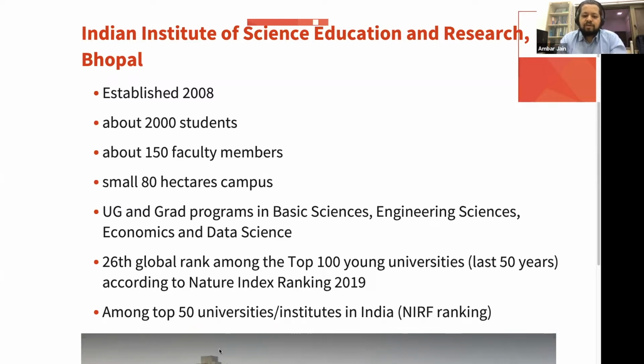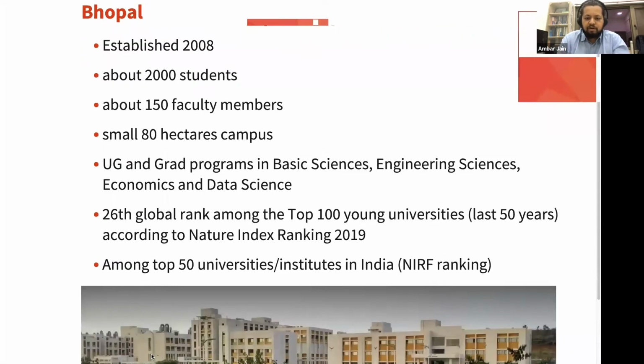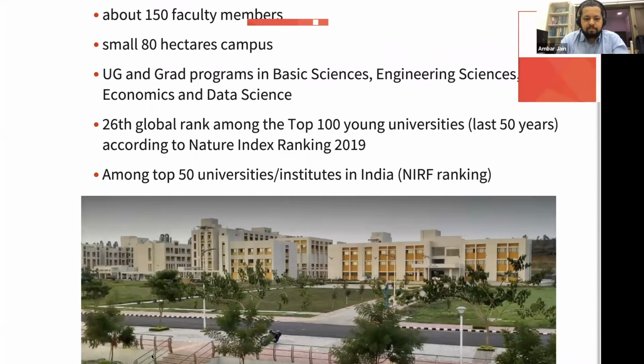So as I said, we are a fairly small institution. We are not very diverse. We are very focused. We do a lot of research and a lot of teaching. Recently, we have been ranked 26th among the top 100 young universities, that is, the universities and institutions which have come up in the last 50 years, according to the Nature Index ranking of 2019. Also in India, we are among the top 50 universities, according to the National Indian ranking. Here's a bird's eye view of the campus. This is our academic block, which is where all the academic activity happens.